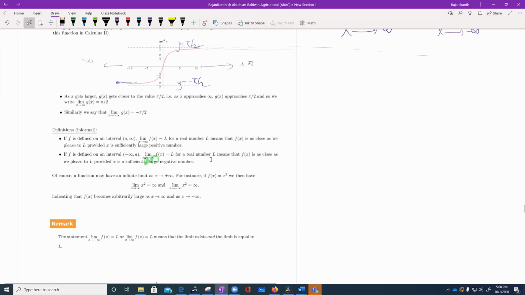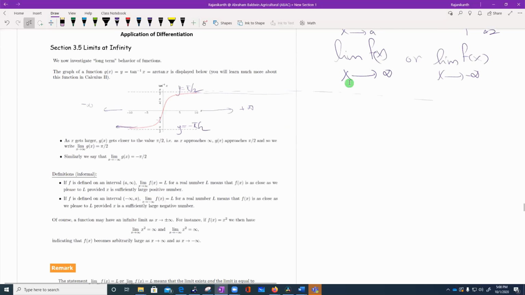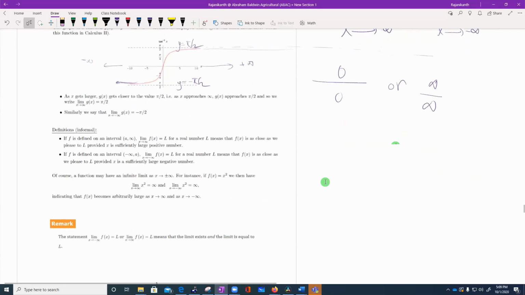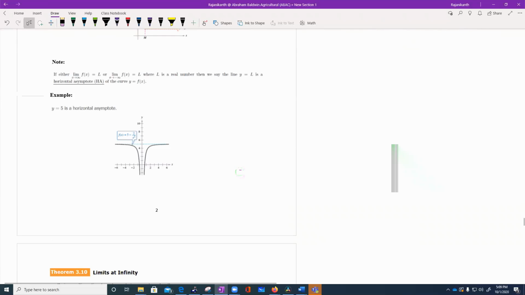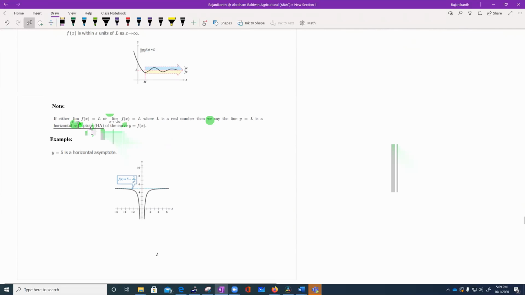We are simply going to find the limit of the given function at infinity or negative infinity. Again, if you find any form 0 over 0 or infinity over infinity when you evaluate the limit, like earlier, here also we are going to use some techniques to get rid of this kind of scenario to find the limit. So look at this note.